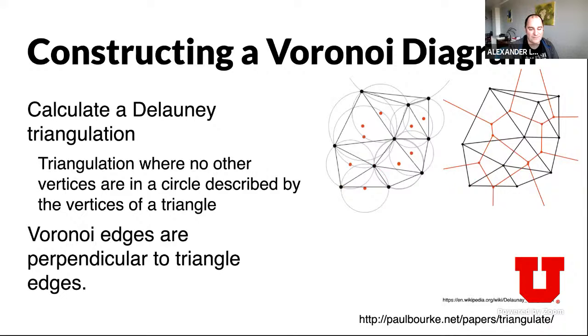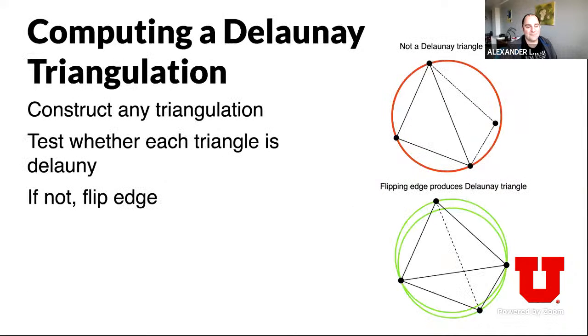There's a fairly simple algorithm there. You simply construct any possible triangulation, and then you test whether a triangle is Delaunay, whether the circle really contains only the points of your particular triangle. On the right side here, you see 4 points with a potential triangulation. And you can see that this is not the Delaunay triangle.